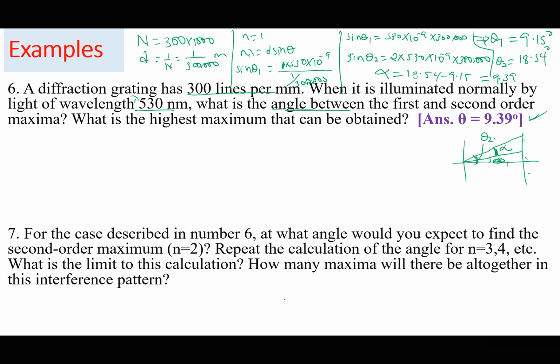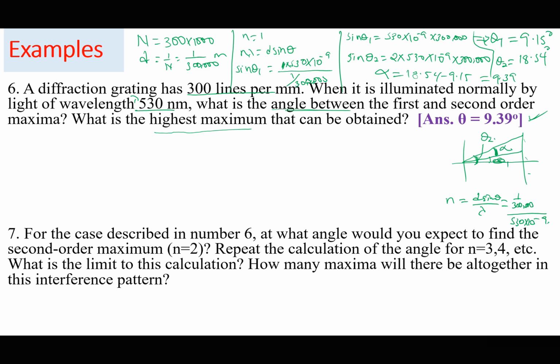So what is the highest maximum that can be obtained? That is the maximum value of n. Remember, we said when n is maximum, sine theta is equal to 1. Whenever n is maximum, sine theta is equal to 1. So n equals d sine of theta divided by wavelength. Sine theta is equal to 1. d is 1 over 300,000. Then I divide this by wavelength, which is 530 times 10 to the power of minus 9.